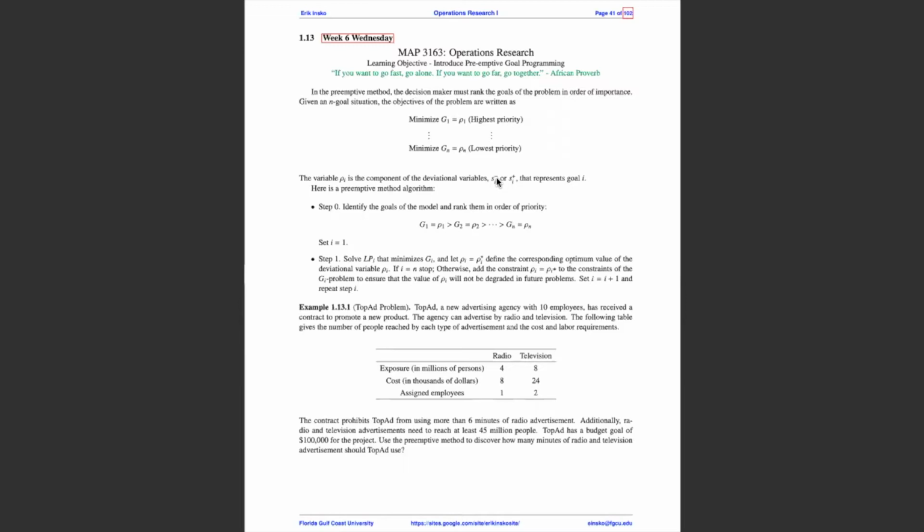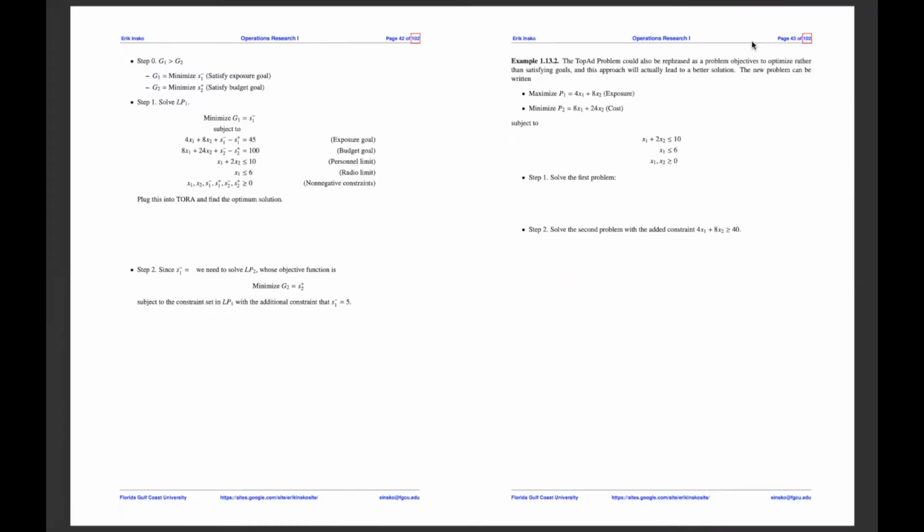So let's look at the first example. It is about an advertising agency with 10 employees that needs to make sure that they can reach their advertisement goals. The first goal that we have is to minimize the exposure goal, which is 45,000 people, and the second one is to minimize the budget, which is $100,000.